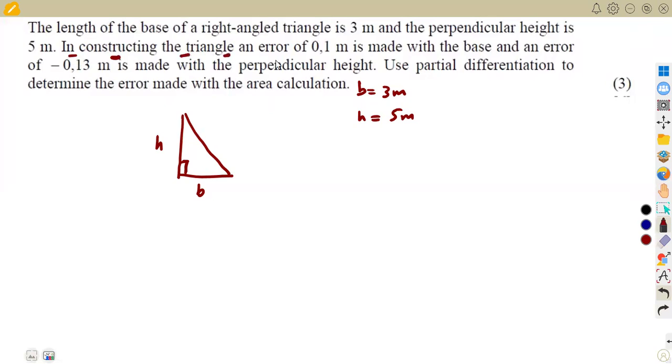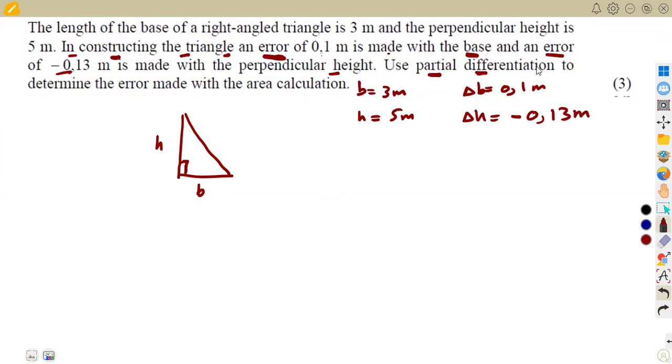In constructing the triangle, an error of, so the error, the percentage error or whatever, it's the change, what is happening. So they're saying there was an error of 0.1 meters made with the base. So the base was affected by 0.1 meters. And an error of negative 0.13 meters in the perpendicular height. So this height here was affected by an error of negative 0.13 meters.